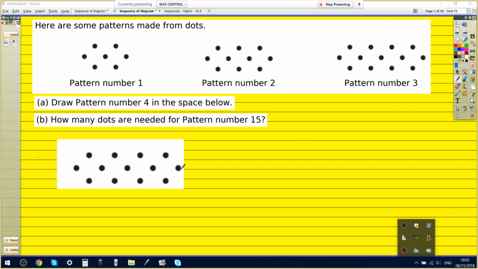And so down the bottom I have pattern 3 again, so you can just say what would I have to add on to it. Okay.